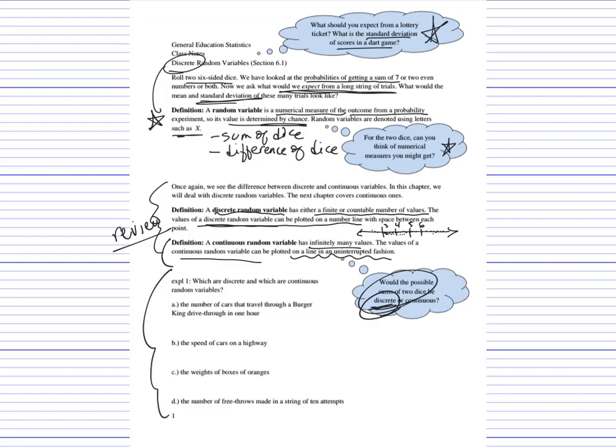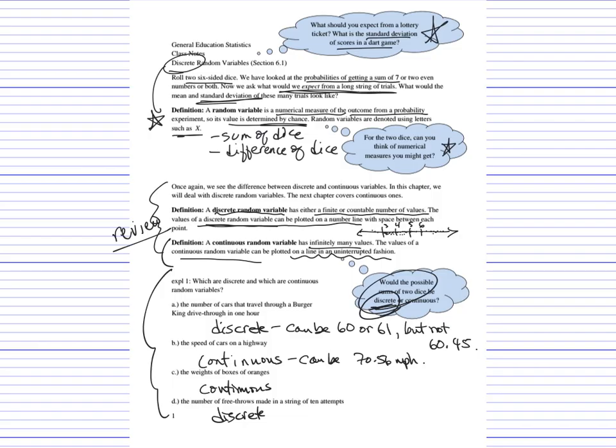Why don't you do number 1? Come back to me and we'll see how we all did. These are my answers for A through D on number 1. Let's go over them really quickly. We're just asking ourselves which are discrete and which are continuous.